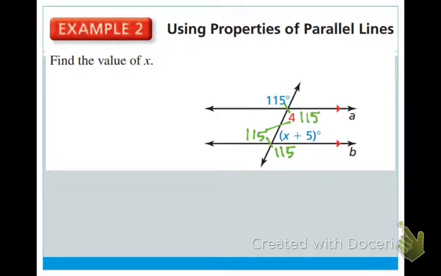So does x plus 5 equal 115 degrees? Did the zigzag make 115 land on x plus 5? No. So it does not equal 115 degrees. So they're not congruent. Okay? X plus 5 does not equal 115 degrees because it doesn't land that way. Okay? So you can do one of 2 things.